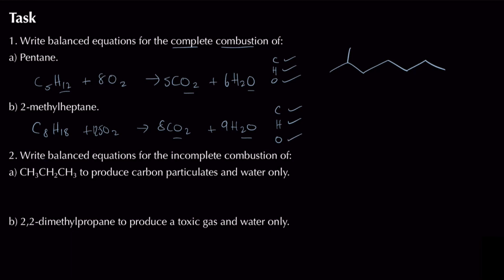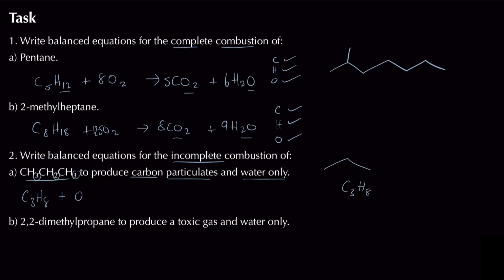So looking at the next question, we've got incomplete combustion this time of what appears to be propane. That's the structural formula, and I've given the skeletal over here, and we already know that has the formula of C3H8. I could have just added up all of these hydrogens together, but I want to find it the quicker way. So in this case I would end up with C3H8. Remember, we've got carbon particulates being produced in this case and water only as our products.